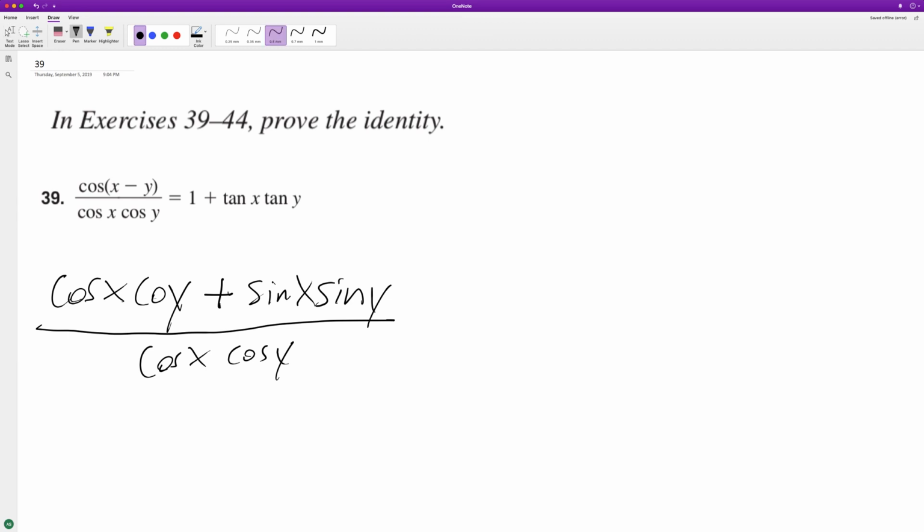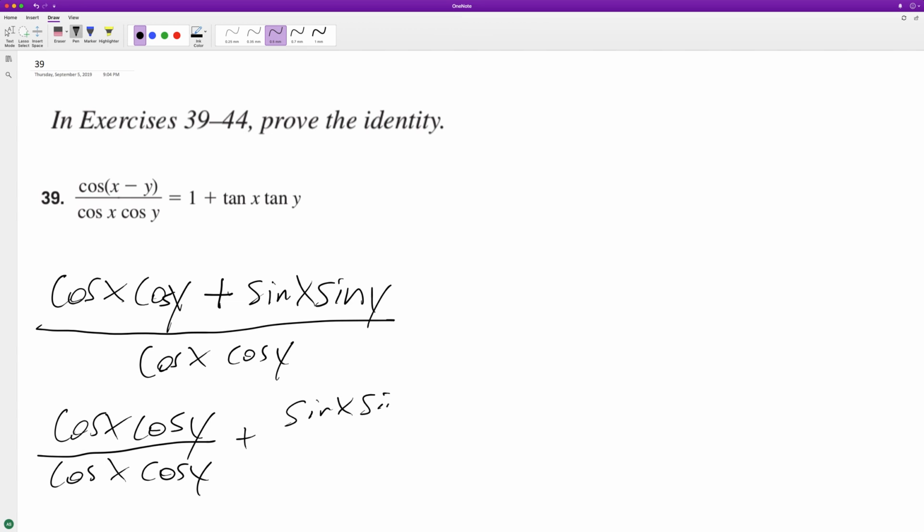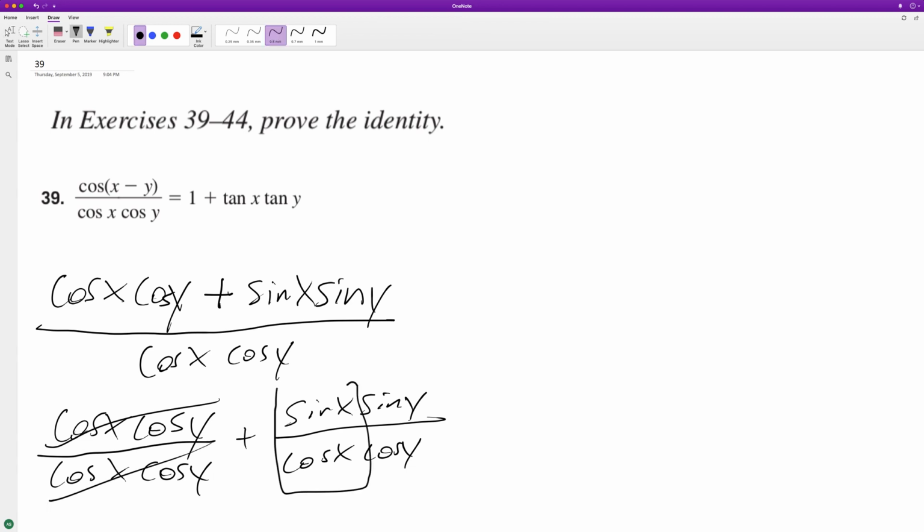This is what we do. We split this up into two fractions, and we can, because they have the same common denominator. Cosine x cosine y all over cosine x cosine y, plus sine x sine y all over cosine x cosine y. This cancels out, becomes 1, and then this can be rewritten as tangent x tangent y. And that's how you prove that.